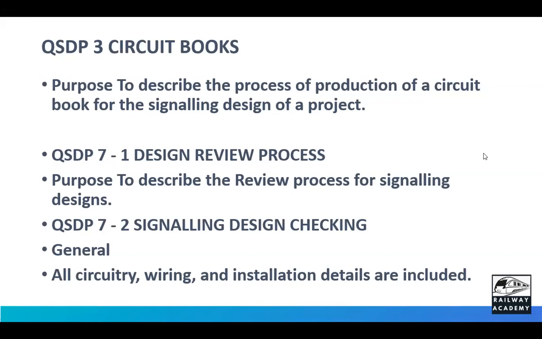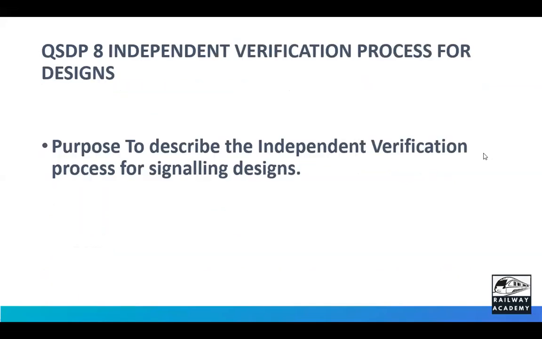Next, after the designer's review, production checking is done and submitted to the checker. What the checker will do, and the checking process, is given in QSDP 7. All circuitry, everything, how it has to be done, is stipulated in this standard. Then QSDP 8 covers how the verification will be done. After independent checking, there will be a verifier. The independent verification process is completely explained in this QSDP 8.